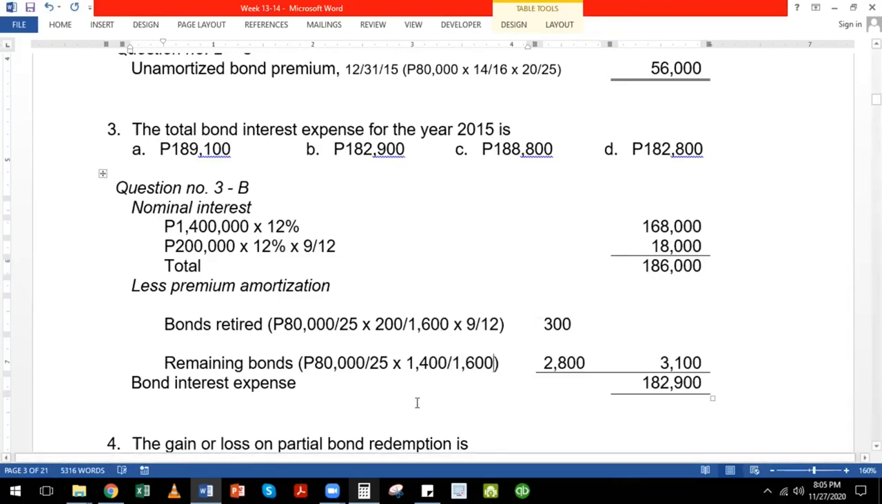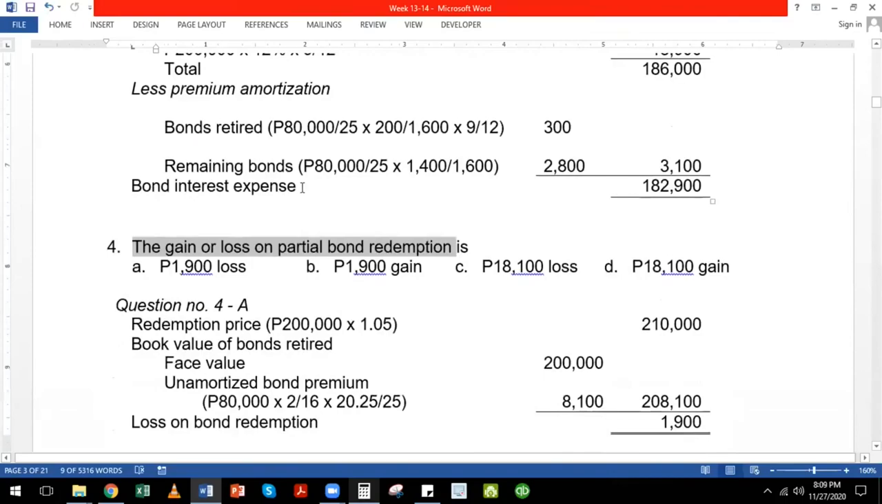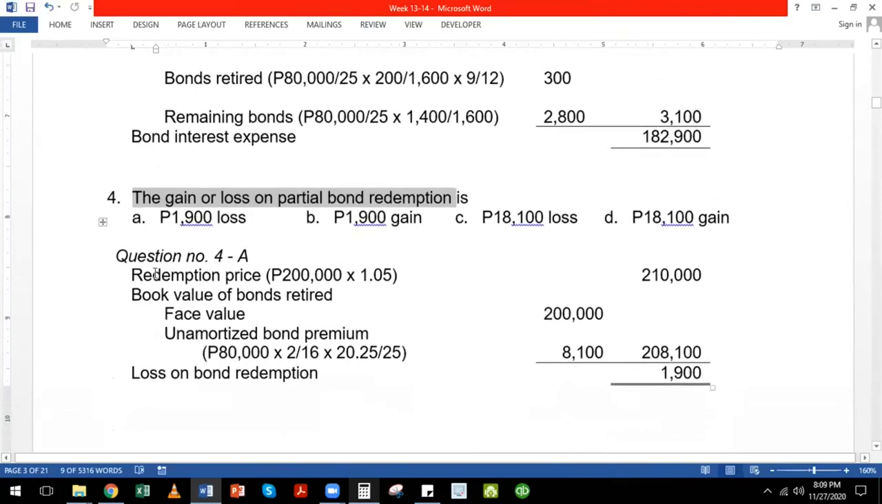So that's why meron siyang amortization on the premium for 1-4 na portion for the amortization. 1-4 na portion for the premium. 80,000. So na siya 2,800 for the remaining bonds. So 2,8 plus 300, so na siya 3,1 as the amortization for the premium. So pag premium siya, that is deduction sa interest expense, so na siya 182,900.